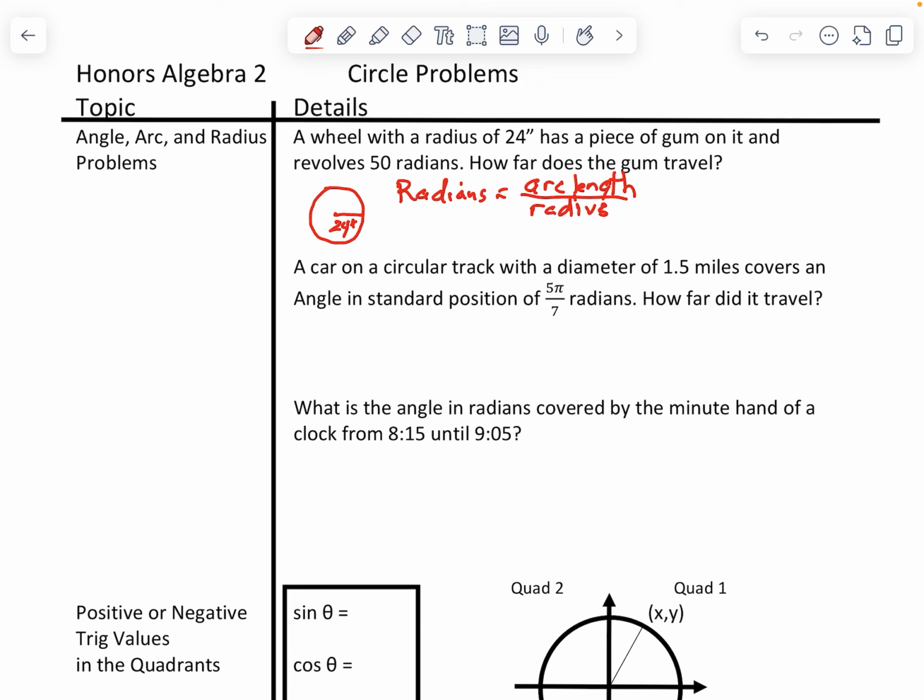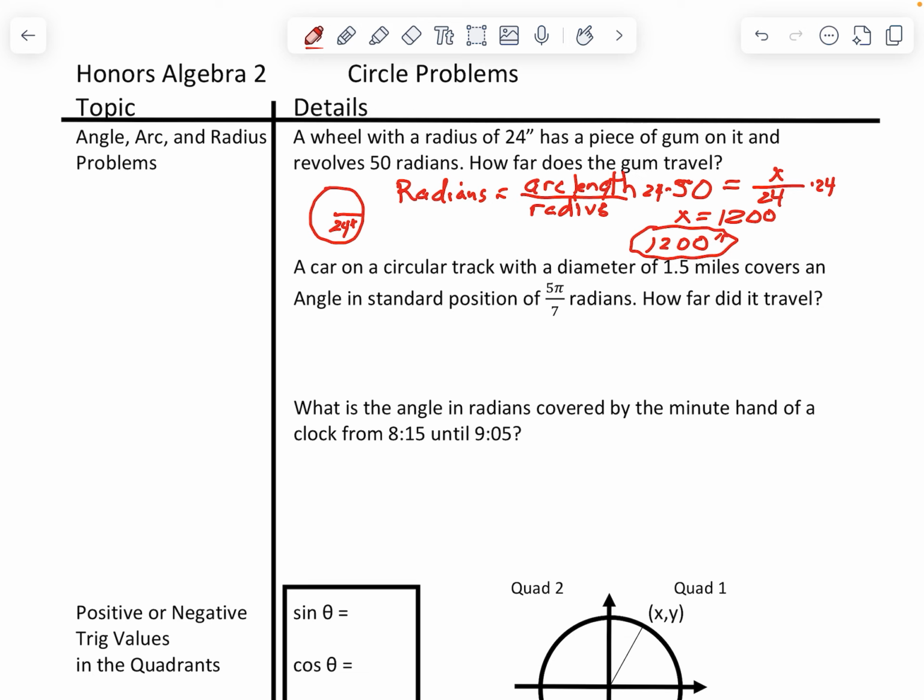Now, if you have that, we can substitute in the numbers, so we get 50 as our radian value. That's equal to the arc length, which we don't know, over 24, which is our radius. If you multiply by 24 on both sides, you get that x equals 1200. The unit here is inches, so 1200 inches for this problem.